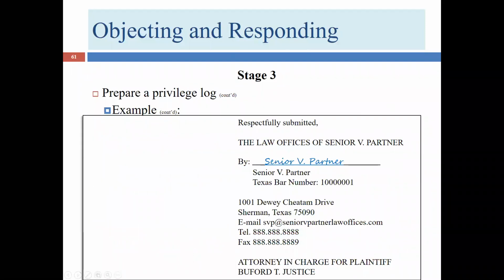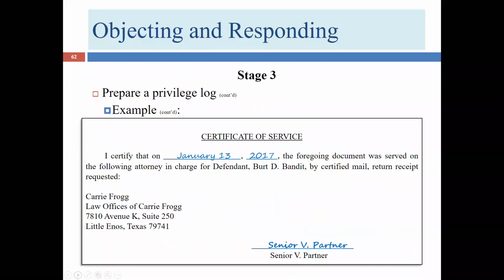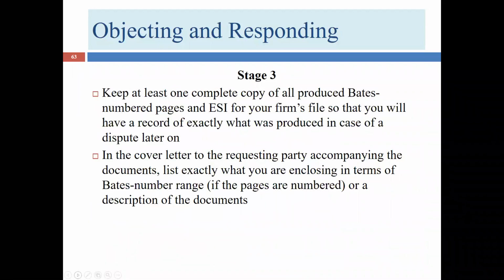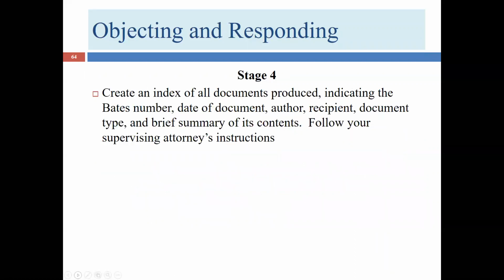And again, you're going to close with a subscription. And you're going to have a certificate of service. You're going to want to obviously keep your own set of the Bates numbered files so that you'll have a record of what exactly was produced if there's any dispute. And you're going to have a cover letter. You're going to list exactly what you're enclosing in terms of the Bates numbers, and obviously there may be some gaps. Those will be for the privilege log. And you're going to describe what those documents are.